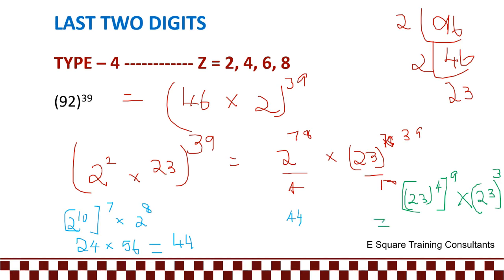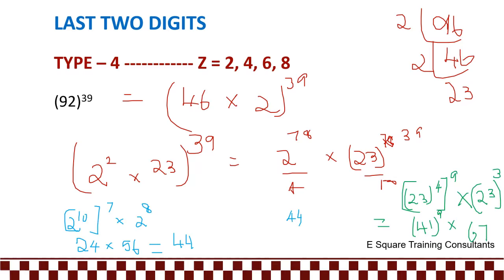So 23 power 4. 23 square is 529. Again, I'll take 29 as the last two digits. And 29 square we had already calculated in the previous video, which is just 41. So 41 to the whole power 9 into 23 cube. 23 square is 529, so 29 into 23 is going to give us 67. So you can write this as 67 here.